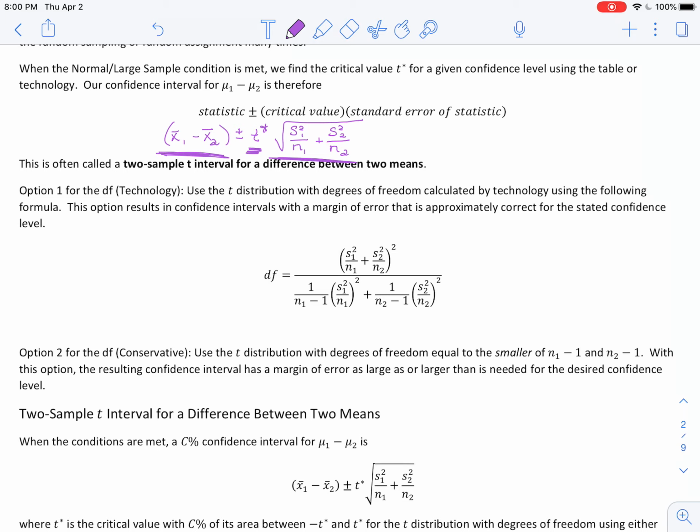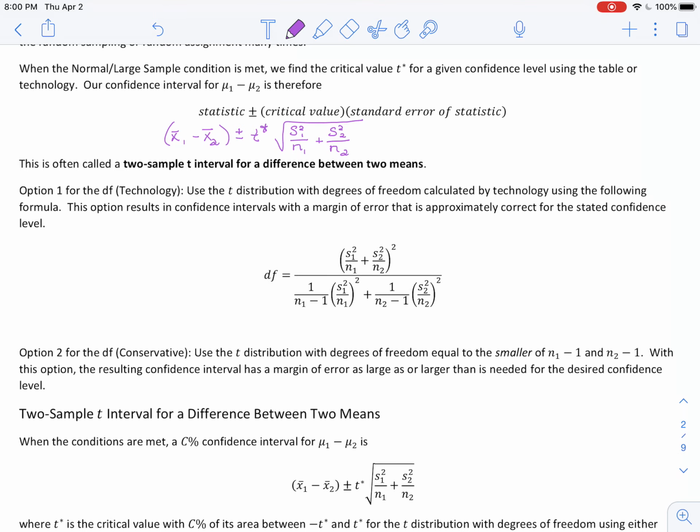So I'm just filling in what we already know. We already knew our statistic. We've already talked about this critical value, and now we have the standard error of our statistic. Not new things. So this is going to be called, in our plan step, I think it's the plan step, a 2-sample t interval for the difference between two means.